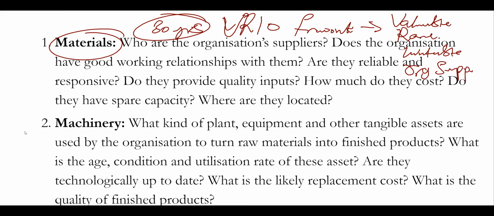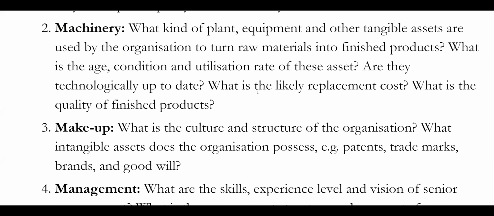So we have machinery. What kind of plant, equipment, and other tangible assets are used by the organization to turn raw materials into finished products? What is the age, condition, and utilization rate of these assets? Remember, old machines mean what? You are spending so much money to maintain them. Maintenance costs are going to go high.